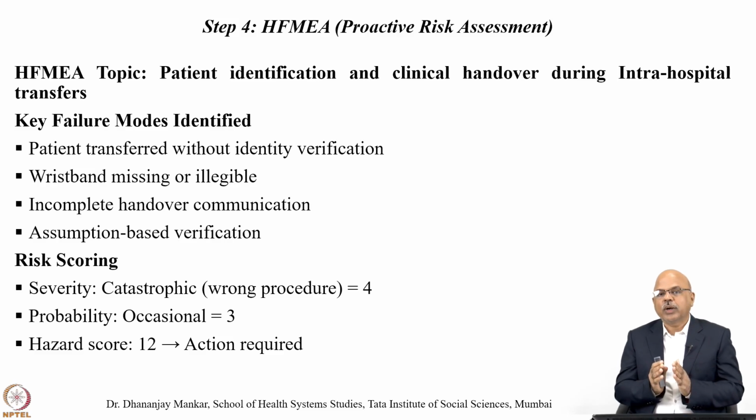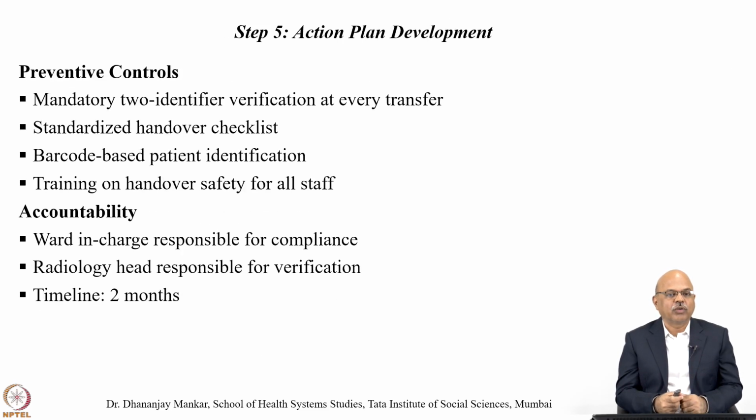Now, the HFMEA proactive risk assessment. The topic taken was identification and clinical handover during intra-hospital transfer. The failure seen was that a patient was transferred without an identification barrier, the wristband was missing or illegible, with incomplete handover communication and assumption-based verification. So this is a key failure. What is the risk given here? The severity is catastrophic, a wrong procedure, which gives 4, and probability is occasional, which gives 3. The hazard score is 12. Action is required here.